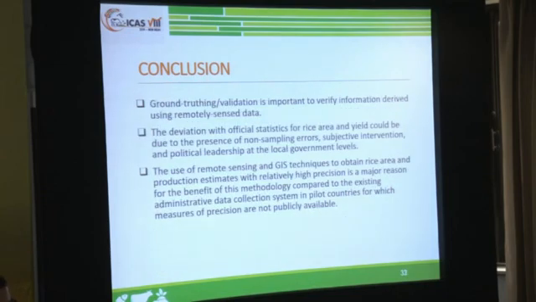And also, this project wouldn't have been possible without the tremendous help and effort from our implementing agencies, because as you know, ground truthing or validation is very important to verify information derived from remotely sensed data. And the deviation with official statistics for rice area and yield could be due to the presence of non-sampling errors, subjective intervention, and political leadership at the local government levels.